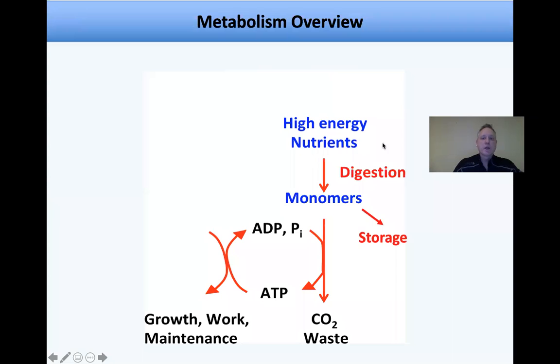So we eat high energy nutrients, we digest them into monomers, and then the question is what happens. In some cases we store, we have excess. So excess carbon in the form of carbohydrates or proteins could lead to storage of proteins as well as fats, glycogen. And also we can burn these too.